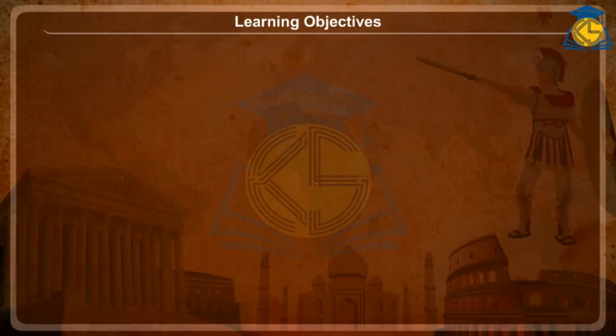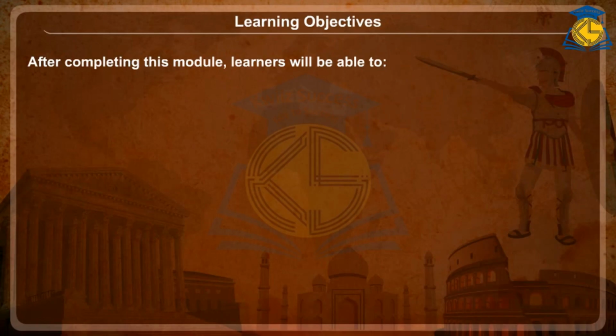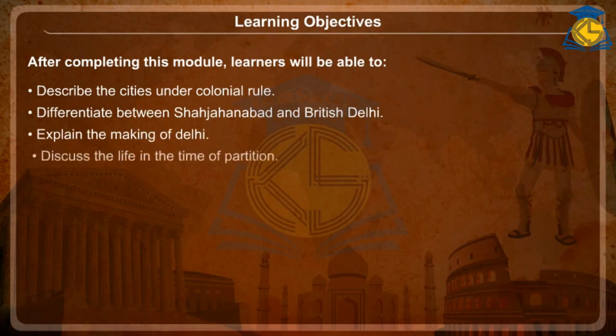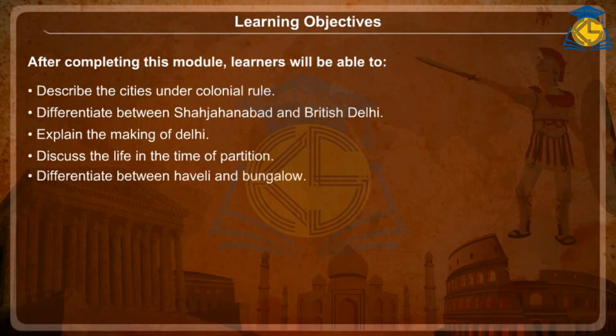Learning objectives. After completing this module, learners will be able to describe the cities under colonial rule, differentiate between Shahjahanabad and British Delhi, explain the making of Delhi, discuss the life in the time of partition, differentiate between Haveli and bungalow, enlist the reasons for the decline of Havelis.